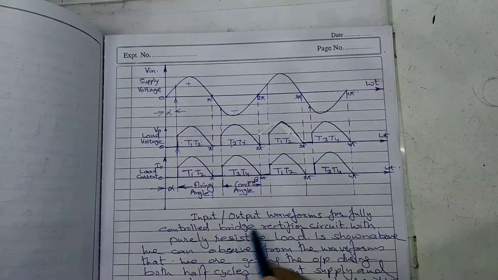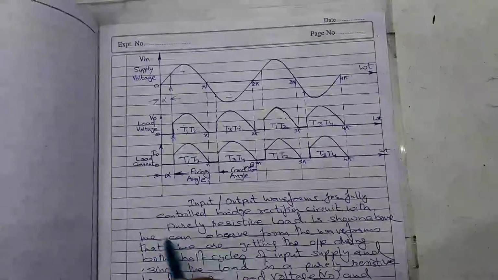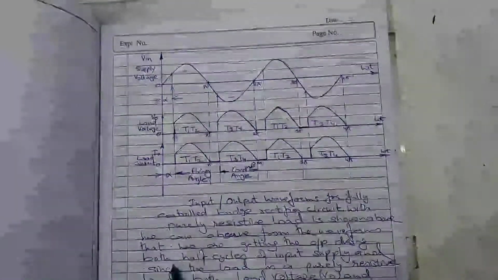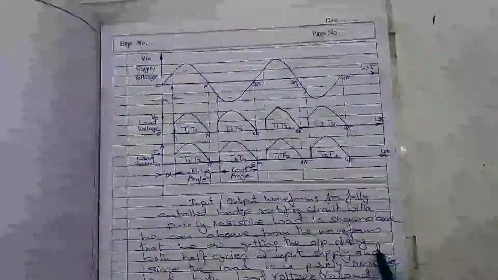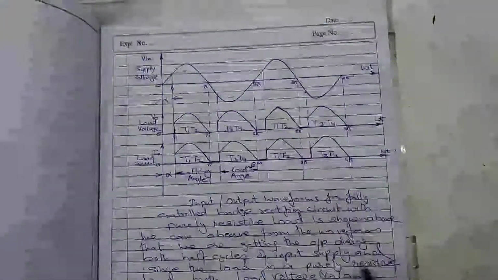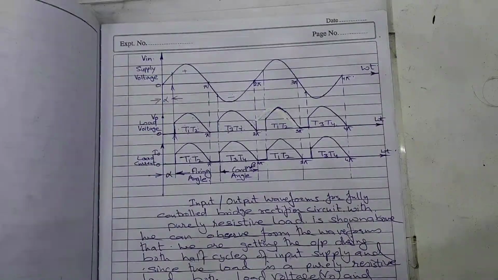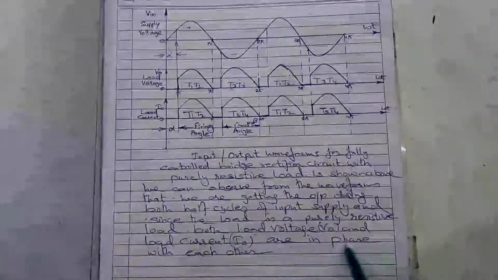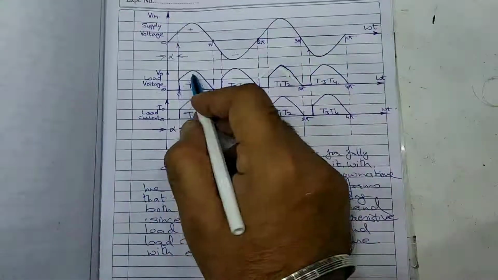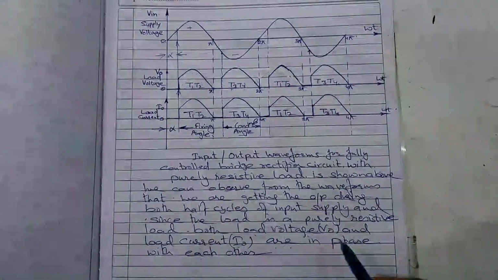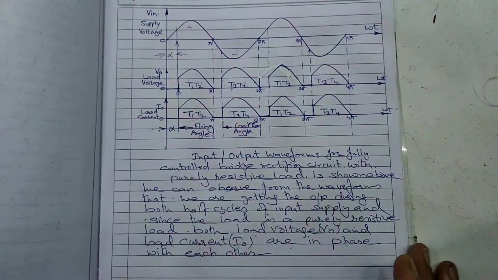Okay. So, the controlled bridge rectifier circuit with purely resistive load is shown above. We can observe from the waveforms that we are getting the output during both half cycles of the input supply, and since the load is purely resistive, both load voltage and load current are in phase with each other. They are in phase with each other because the load is purely resistive.